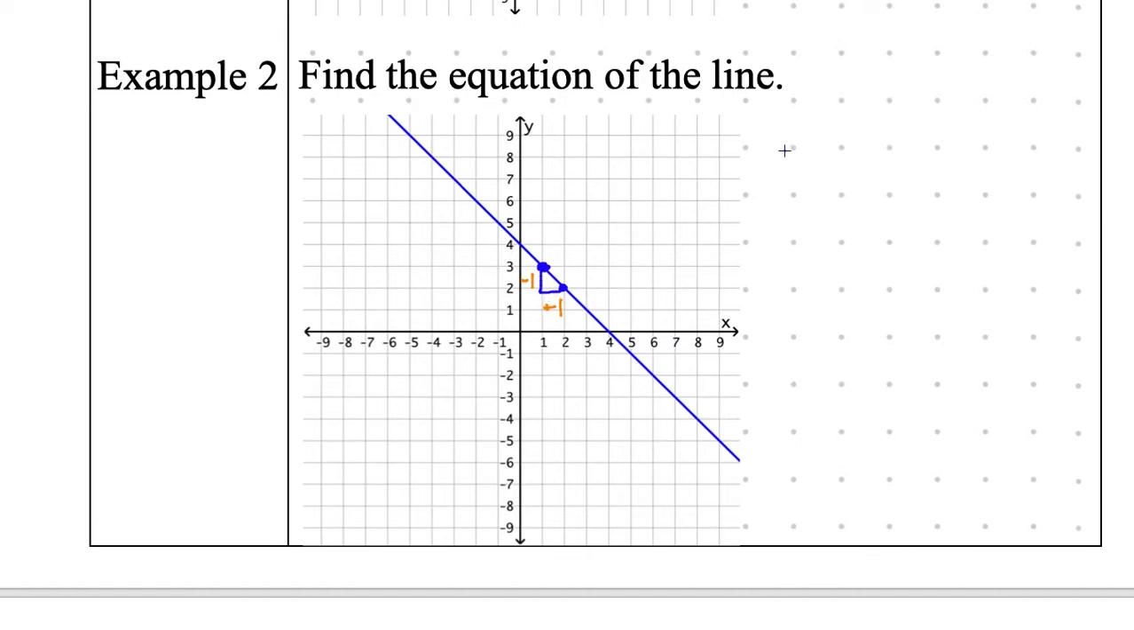Again, I'm starting with the general form for slope-intercept form, which is y equals mx plus b. Get in the habit of just writing out what you need to find. We know what the b is. I can find that right now. The b is where I cross the y-axis. I cross it at 4.